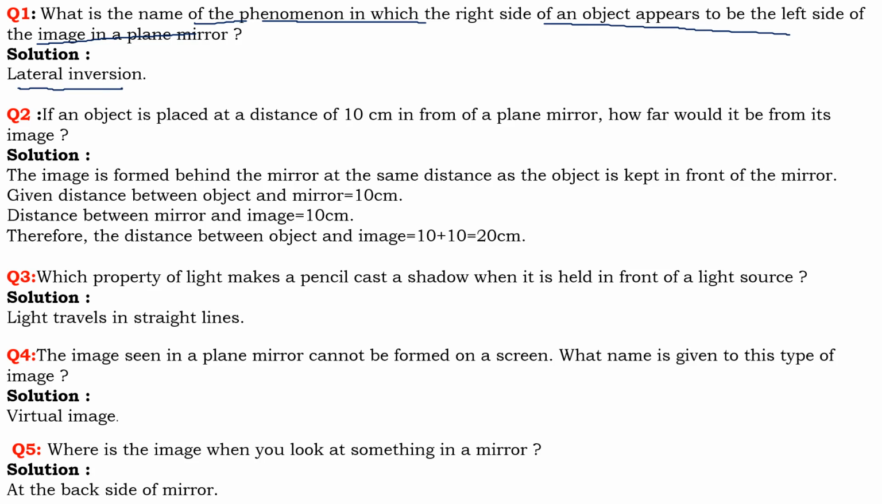If you see in a mirror, when you stand, you can see that the left hand in the image appears as the right hand. So that has a particular name. It is called lateral inversion.